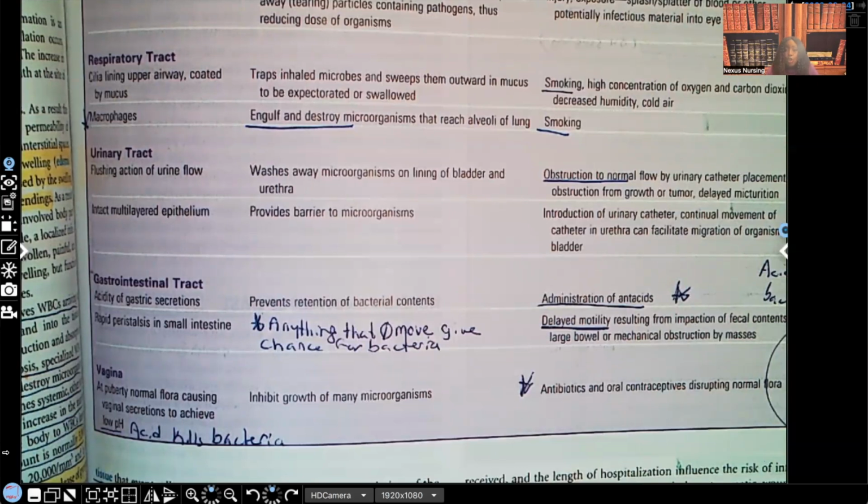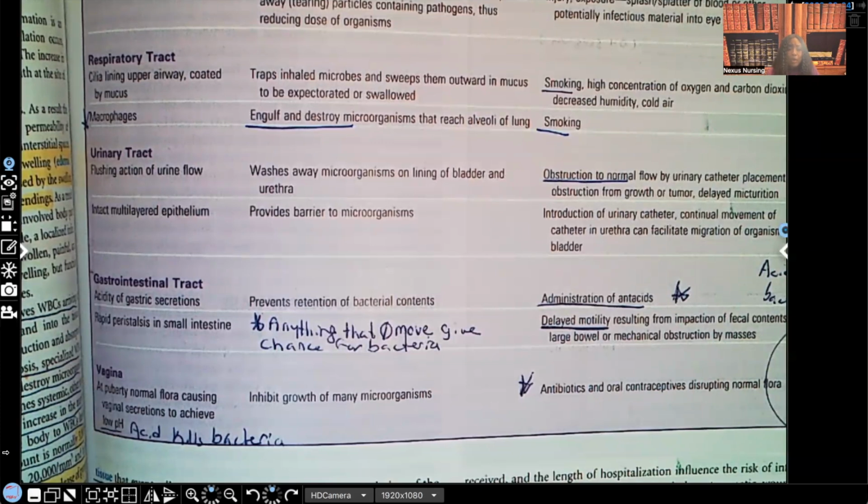So what can alter that? Administration of antacids, because what do antacids do? It's very important. Make sure you guys know the action of antacids. Antacids does exactly what it's called: ant against acid, right? So what antacids do, they neutralize the gastric acidity. And so it promotes a great environment for the bacteria to actually thrive and to grow. So we don't like antacids when it comes to infection.